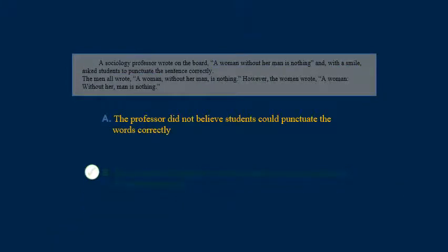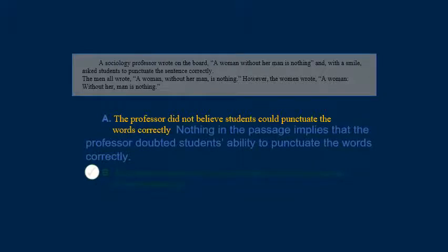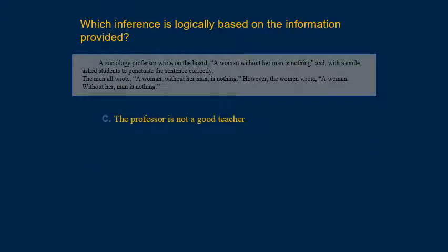What about option A? The professor did not believe students could punctuate the words correctly. We cannot find this explanation. Nothing in this passage implies that the professor doubted students' ability to punctuate the words correctly. So this one is not an inference.